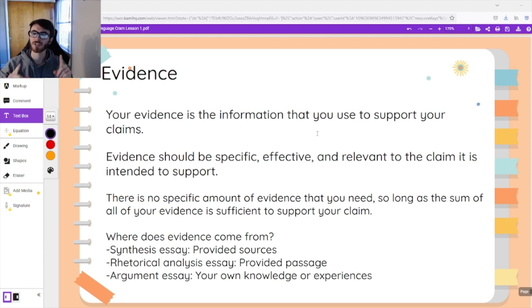One important note, if your claim has multiple facets to it, which is rare, right? Most of the time your claim is going to be focused on one thing. But if it does have multiple components to it, you need to make sure all of those components are supported by evidence.